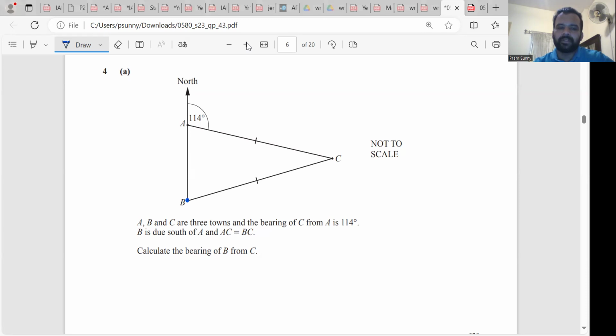The best method here is B from C. So join those two points first and make a straight line connecting them. We already have that straight line. And then from C, at C you need to draw a north line. And then we know the rule for bearing: draw north at C, you need to go clockwise until it touches the line BC. This is the angle that we are going to find out.